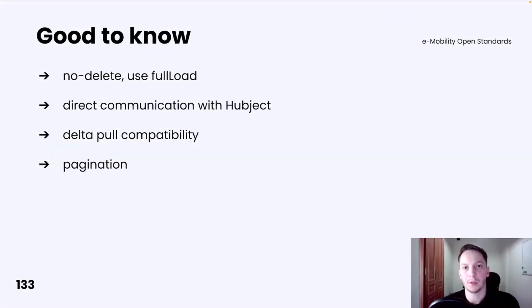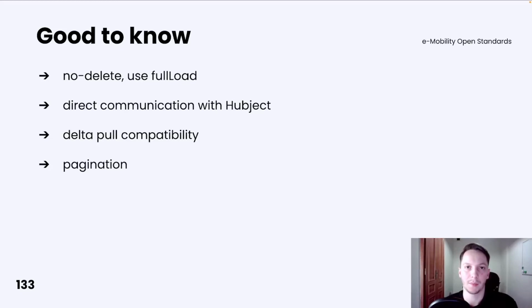Finally, I would like to present you some good to know things. First, let's focus on no delete policy and using full load operation instead. The main reason for using full load operation is because Hubject is versioning every dataset that was pushed to their platform. Because of that, you can see exactly how the data has changed over time, and you have a possibility to roll back to some old version of the dataset.